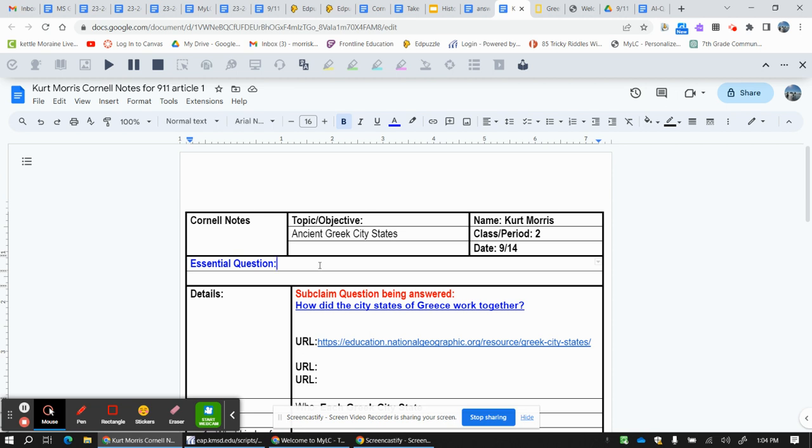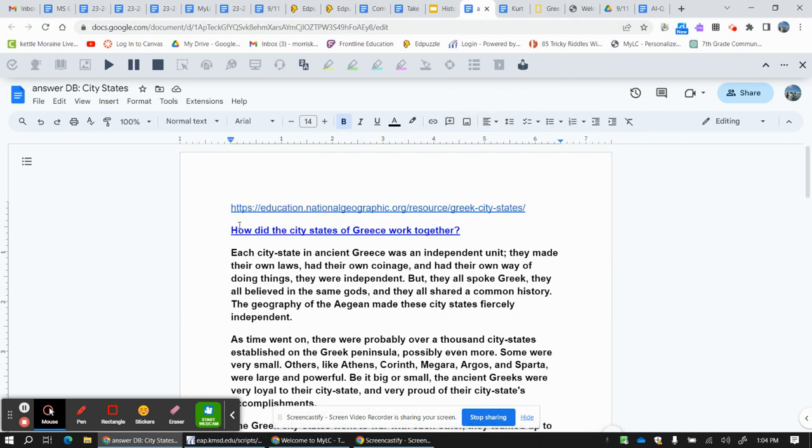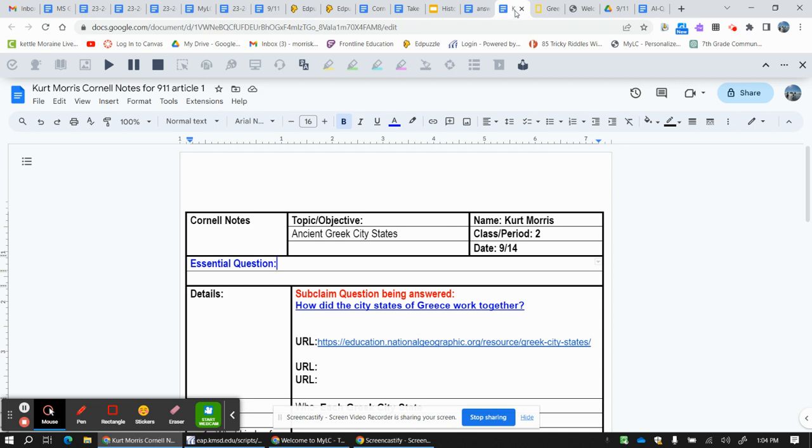So this is where you guys have to pay attention a little bit. Go back to my article. It says, how did the city-states of ancient Greece work together? I'm going to take that nugget because that's what I'm reading for. That's my purpose of reading. I am going to put this right here where it says, how did the city-states of ancient Greece work together? So that goes right here.